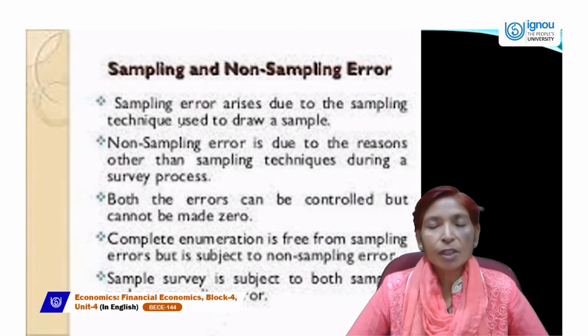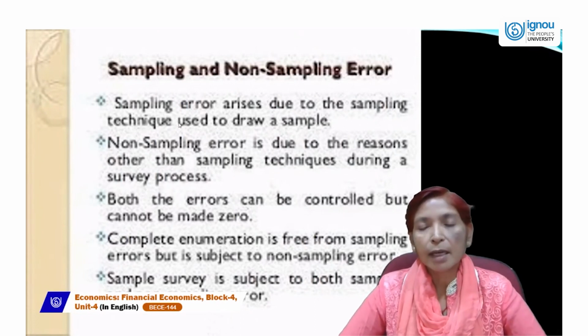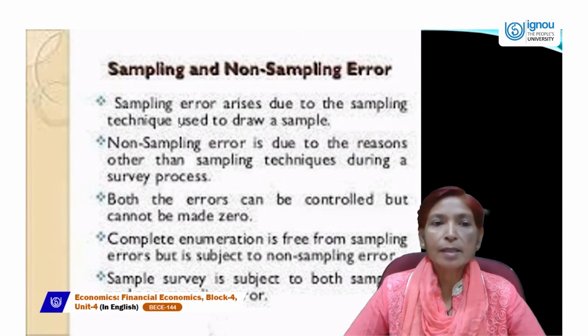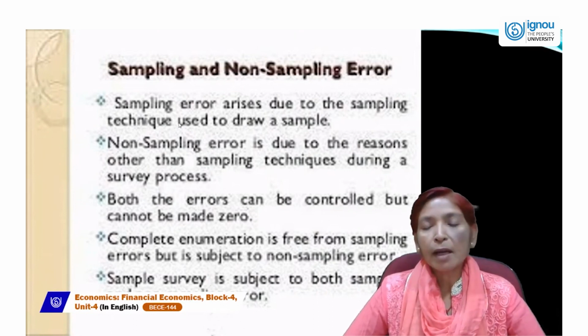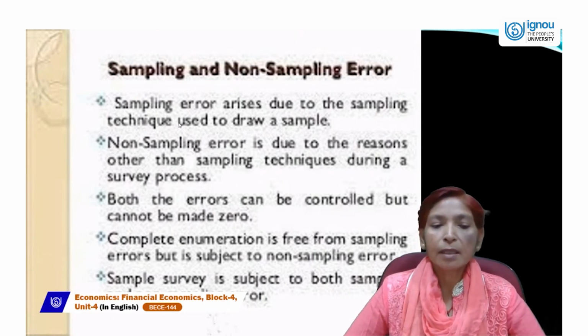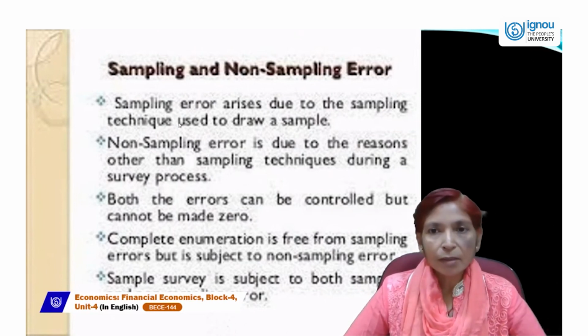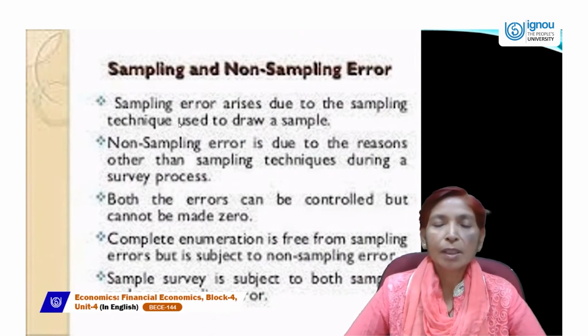Next is sampling error. When we use a sampling technique, sampling error can exist. Sampling error arises due to the sampling technique used to draw a sample. Non-sampling error arises due to the use of other, non-sampling techniques. Both errors can be controlled but can't be made zero. Complete enumeration is free from sampling error but is subject to non-sampling error. A sample survey is subject to both sampling and non-sampling error. Error generally arises when we make any mistake while collecting samples from the population. So we have to avoid this error if we want to make our results more accurate and reliable.